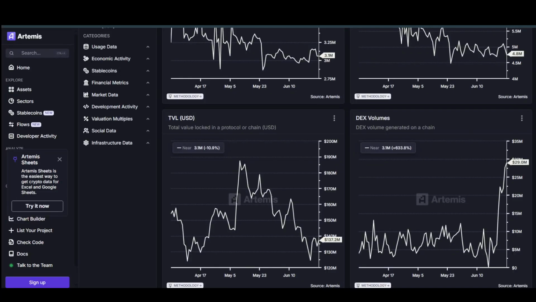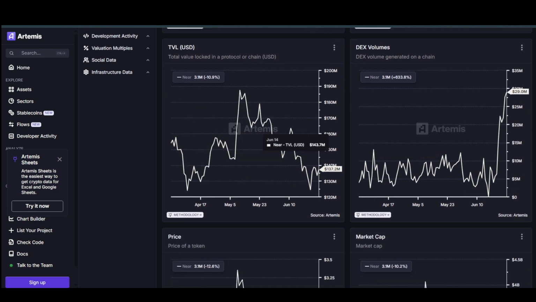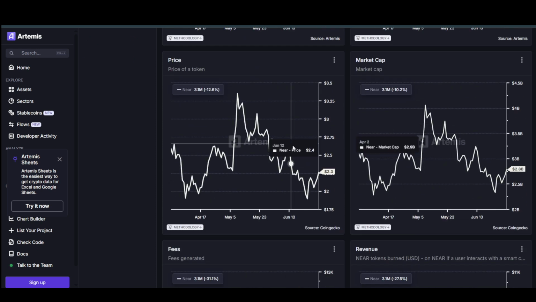Now what's interesting about NEAR as of now is their DEX volume. If we look at it, the DEX volume is actually going up, so that means there is a pretty good amount of trading happening on their DEXs. That's, I think, really interesting here. That is something that you should know. That means there are some NEAR projects that are being traded a lot on their DEX, as you can see here.